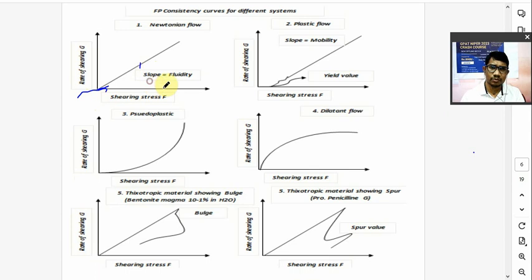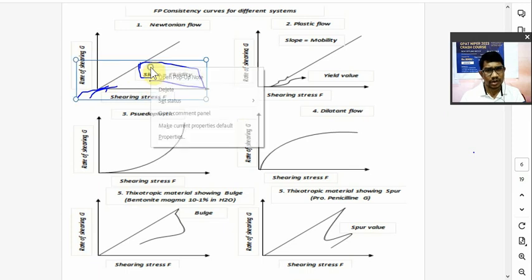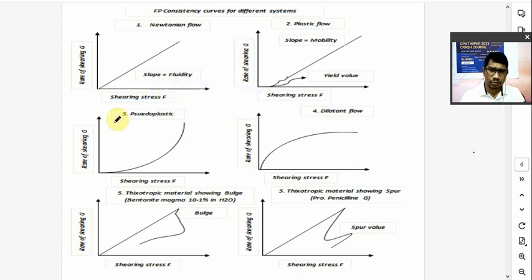Slope is nothing but the fluidity, and if you get fluidity, then you will get viscosity. Viscosity is equal to 1 upon fluidity. So for a Newtonian liquid, when you apply stress, it will get sheared and start flowing. As far as Newtonian liquids are concerned, flow will start from the origin; now for non-Newtonian liquid.